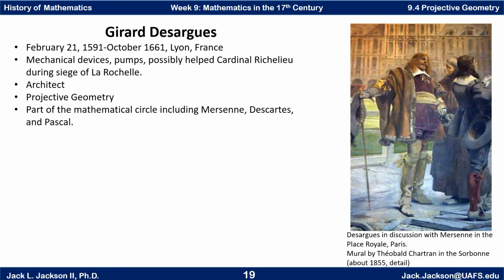He was part of a mathematical circle that centered around Mersenne and included Descartes, Pascal, and both Blaise Pascal and his father Etienne Pascal. This is a detail from a mural that was painted in 1855, a bit later. But this is supposed to be Desargues here, and he is discussing with Mersenne in the royal palace in Paris there.